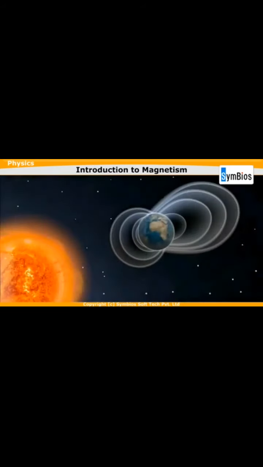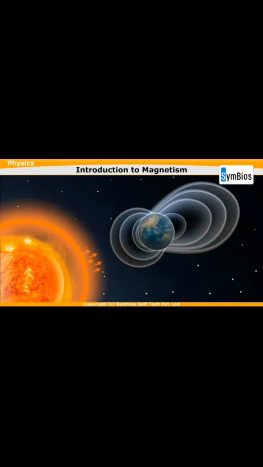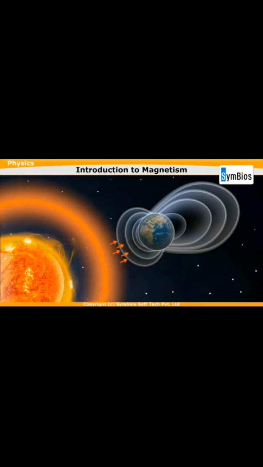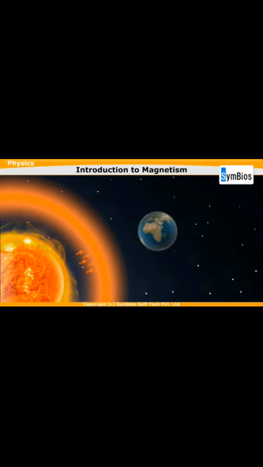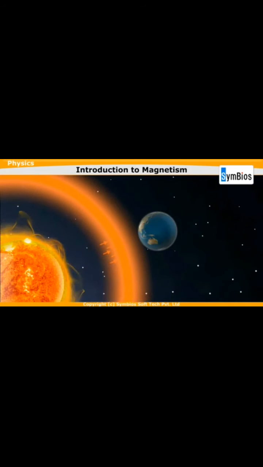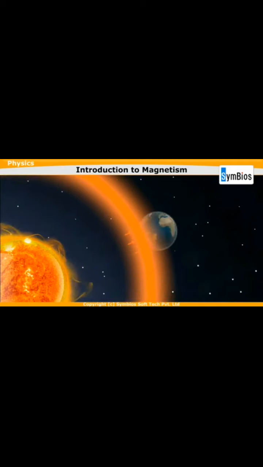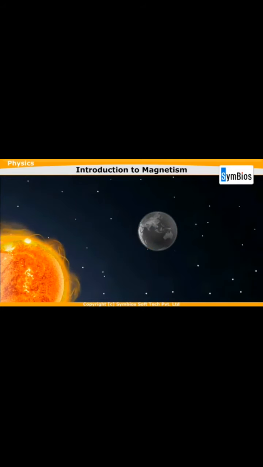It is the magnetic field that prevents harmful radiations from reaching the Earth's surface. If the Earth had no magnetic field around it, all radiations would enter the Earth's atmosphere and Earth would no longer be able to support life.